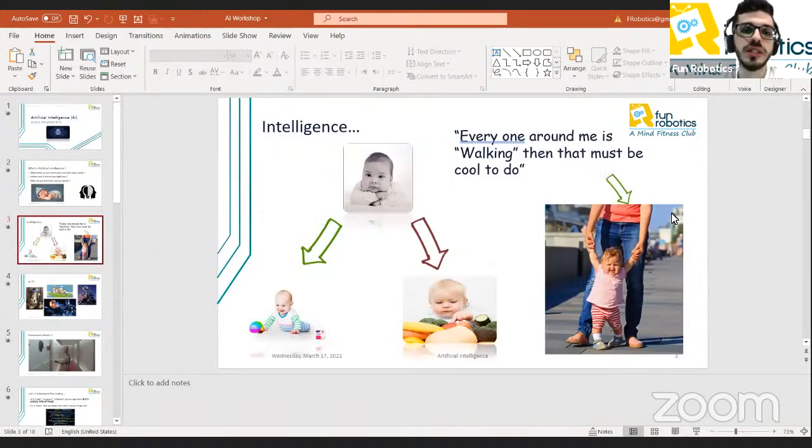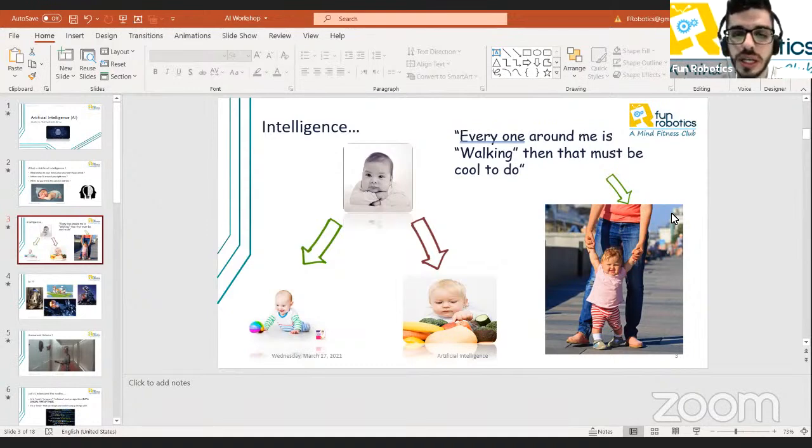Now let's start with the concept of intelligence before going to artificial intelligence. So intelligence in general is the ability of humans to think of actions and interactions between each other. So let's have a look at this baby, for example. Once a baby is born, they usually start with knowing almost nothing. But as they go on with their life, they test things and they get to know more things.